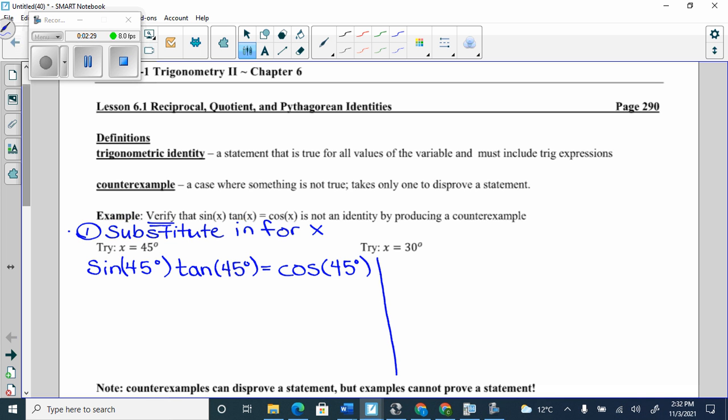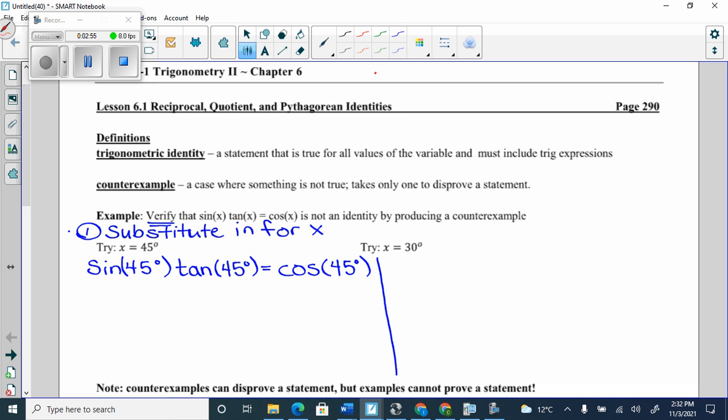Now, you cannot just type this into your calculator. That is not a verification. You need to actually show some algebra. So you might as well just leave your calculator sit. Sine 45: go to your unit circle. What is sine 45? Root 2 over 2.